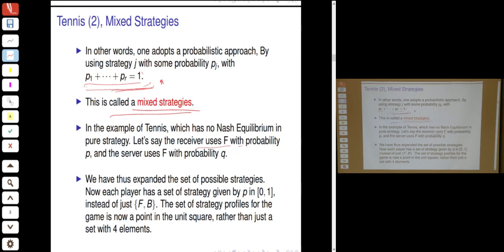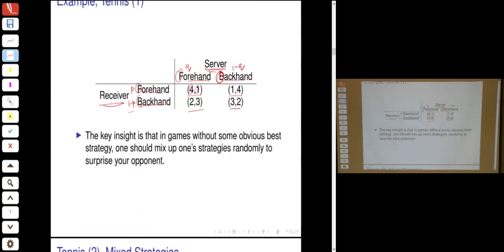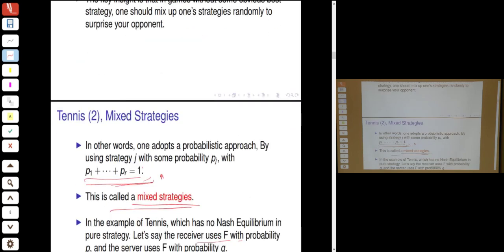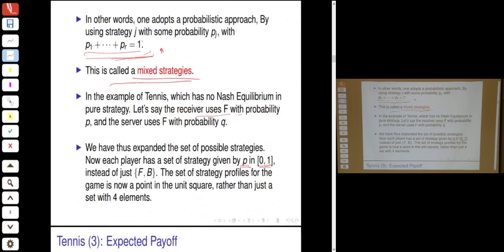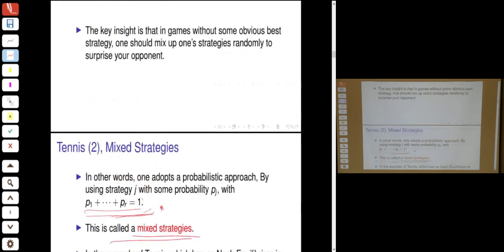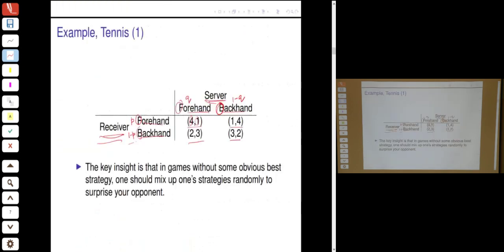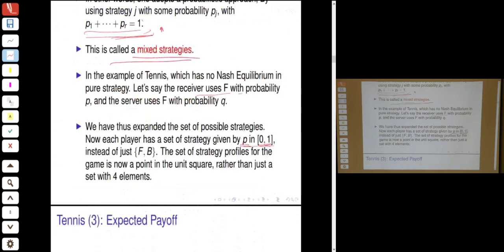So, we have thus expanded the set of possible strategies. Each player now has a set of strategies given by P in 0 to 1. Let us think of the receiver. The receiver has a set of strategies given by P between 0 and 1, because every choice of P gives the receiver a different strategy, because he will be mixing up the forehand and the backhand in different proportions. So, for every choice of P, the receiver has a different strategy.